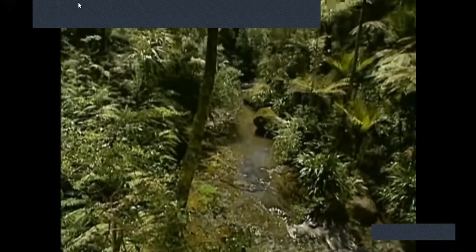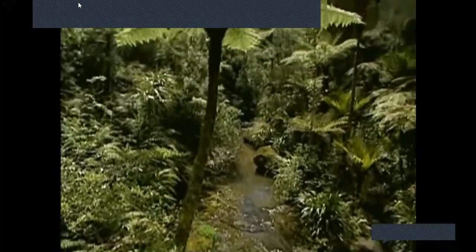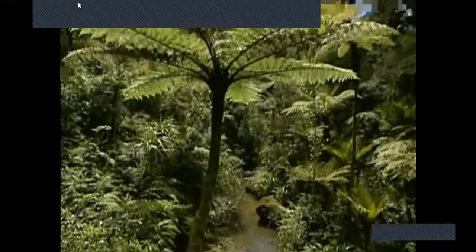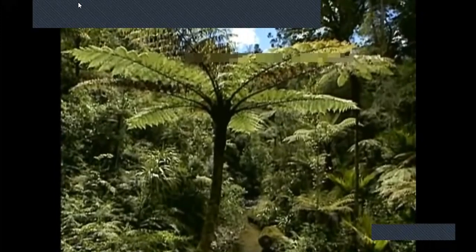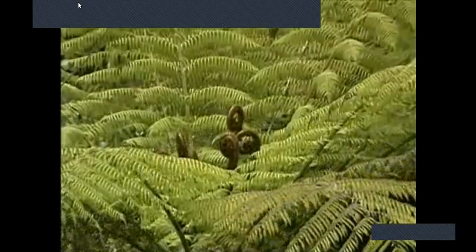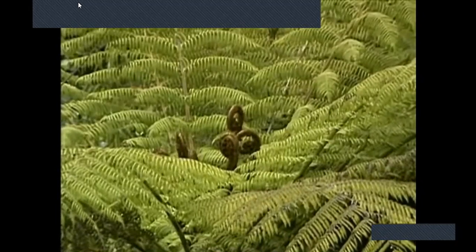Since the earliest of times, ferns have been appreciated for their beauty and have provided shelter and sometimes food. The birth of their young coiled fronds has often been used in artworks such as the toru.